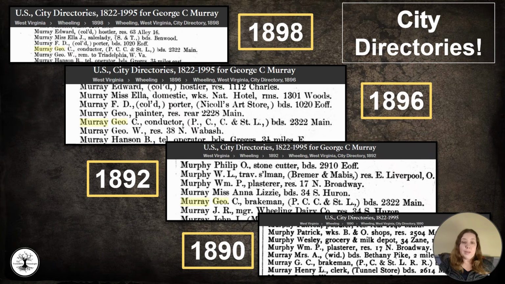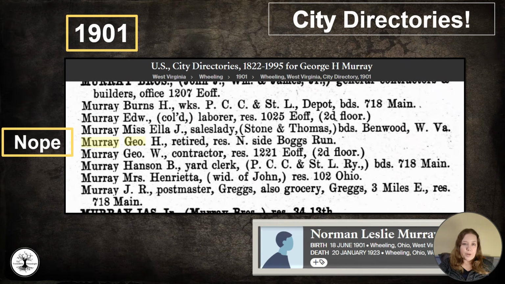1892, same man at same railroad, same address, but only a brakeman with the same railroad. 1890, same man, same railroad, same address, still a brakeman. So now I know that he was in Wheeling by 1890. He does not show up in any earlier directories, but that's expanded 9 years earlier than we knew he was there before. Now I'm going to try going forward from 1899 and 1900.